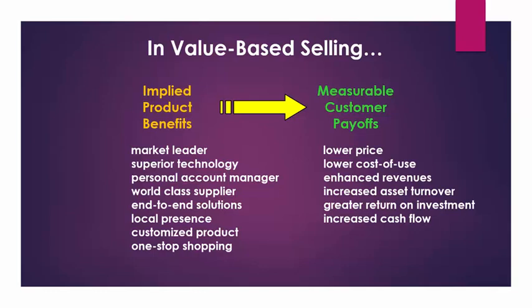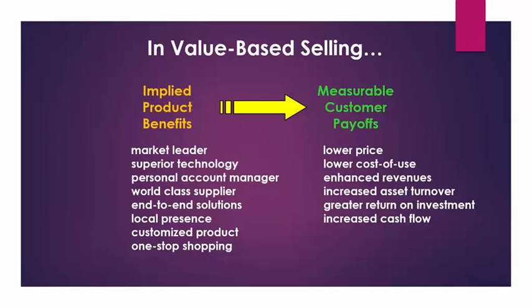All right, so again, the key idea here is to convert implied benefits to measurable customer payoffs, and I've got a list of both types. Under implied benefits, you hear the standard terminology that's used: we're the market leader, we have superior technology, we have a personal account manager, we're a world-class supplier, we have end-to-end solutions, local presence, customized product, one-stop shopping. All of these things are wonderful, but they're implied because I don't know what the payoff is.